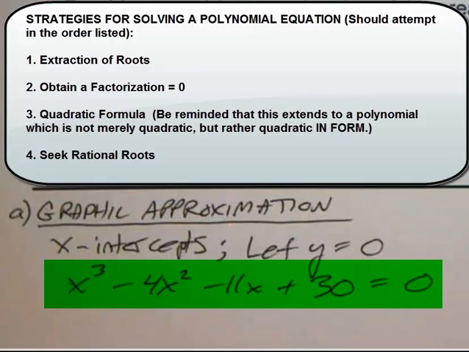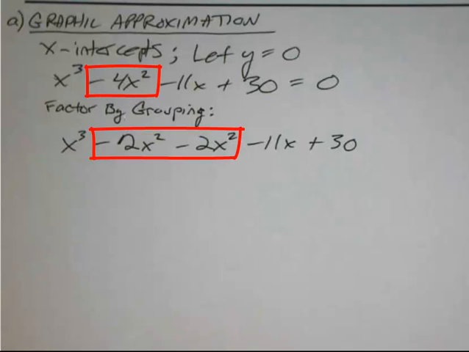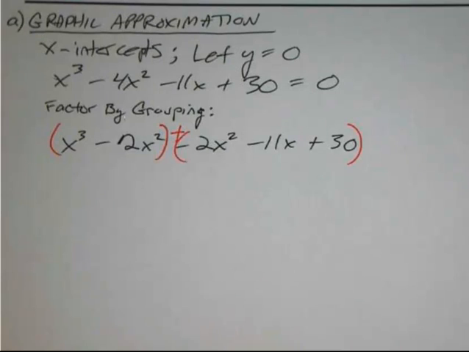So let's try it here, and I will also provide a fallback strategy later on in this video using a seek rational roots method as well. But for now, let's try factor by grouping. For starters, let's take that minus 4x squared term and rewrite it as minus 2x squared minus 2x squared. Alright, this will leave us with 5 terms which we can group, 2 terms on the left and 3 terms on the right.